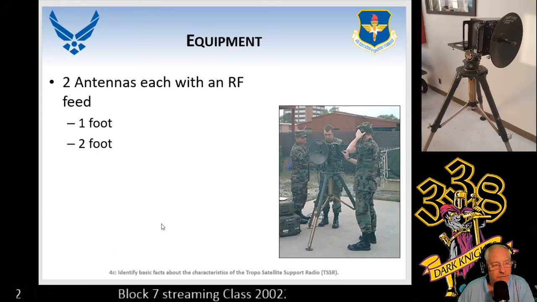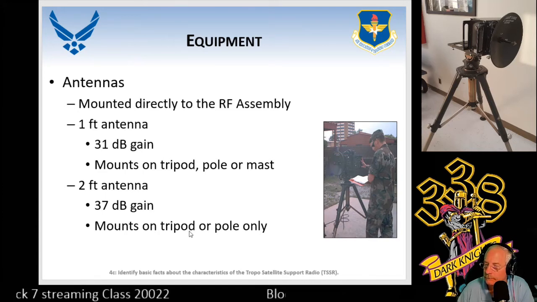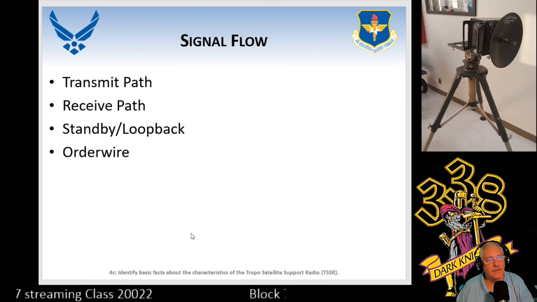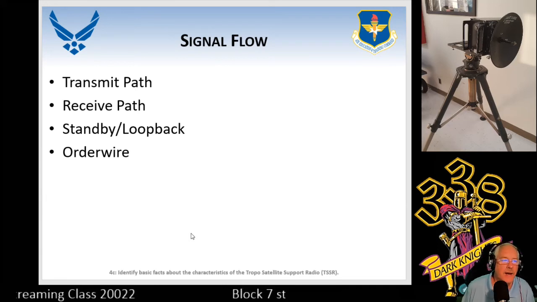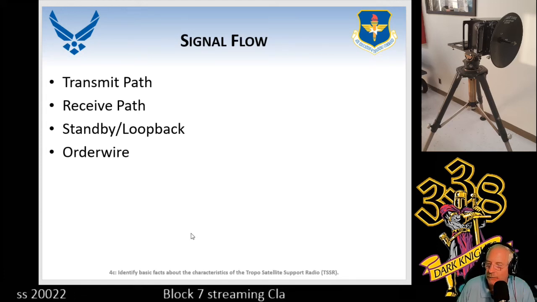Again, we're emphasizing the 1 and 2-foot antennas. Here is the same information that I pulled out of the tech order, the 1-foot and the 2-foot. And then we have the signal flow: transmit path, receive path, standby loop back, and order wire. Is there any questions up to this point?